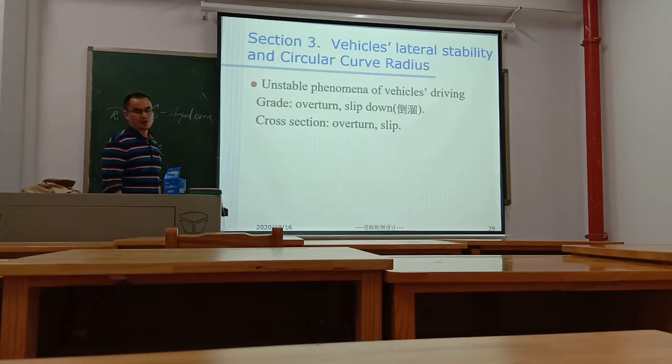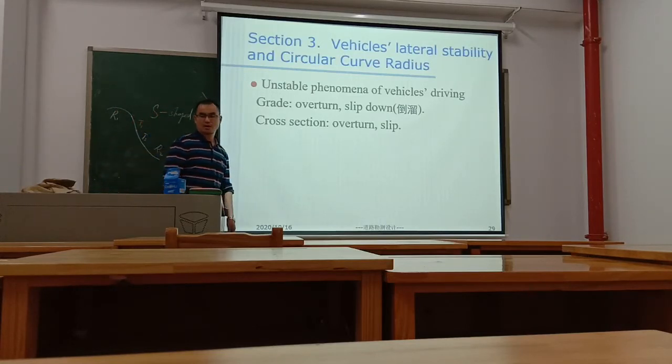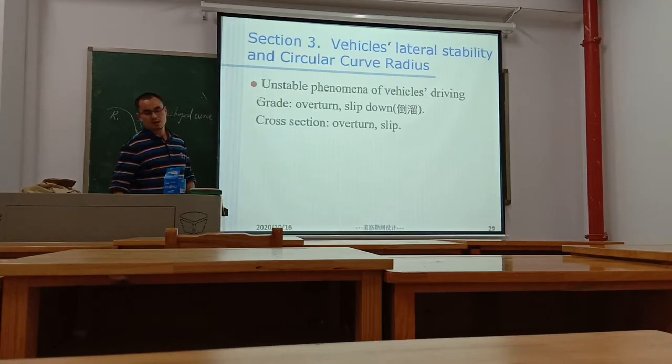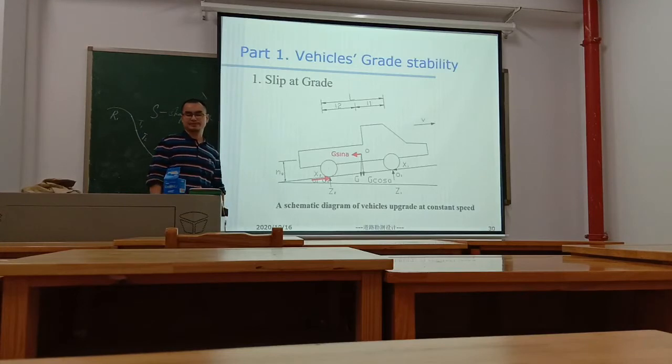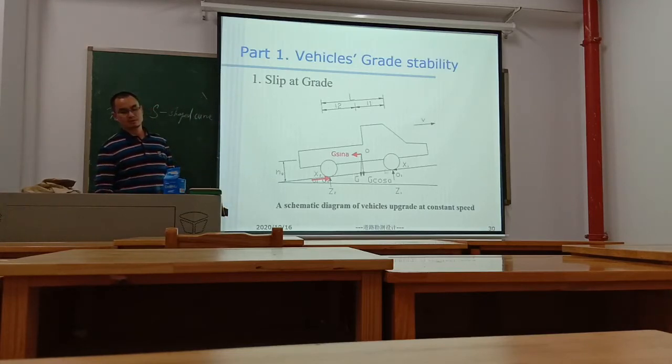Unstable phenomenon of vehicle driving. What grade? Over 10. Slip down on the cross section. Slip at the grip. This is a schematic diagram of a vehicle going uphill at constant speed.